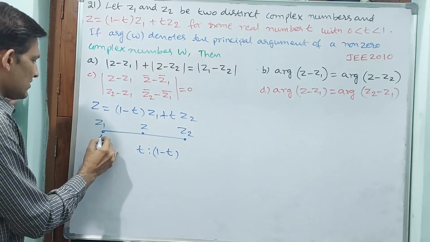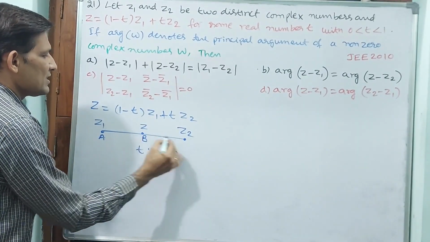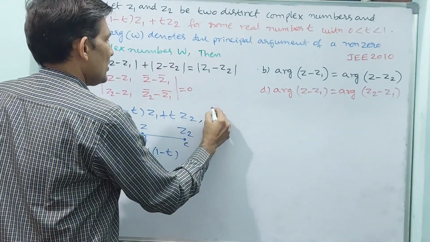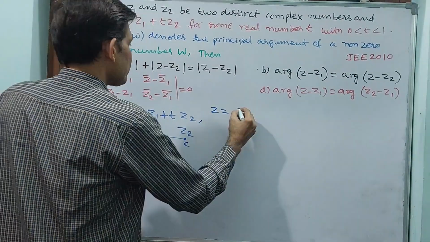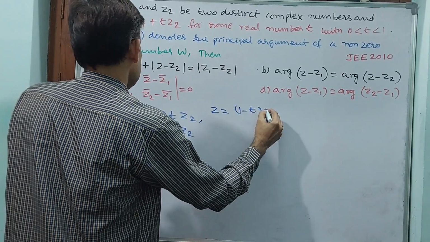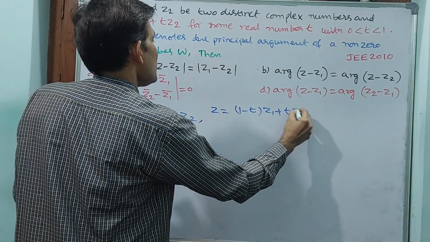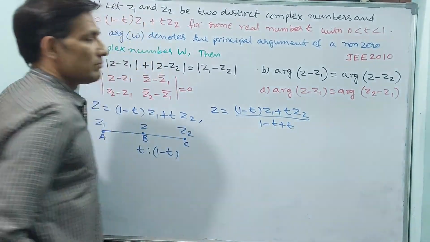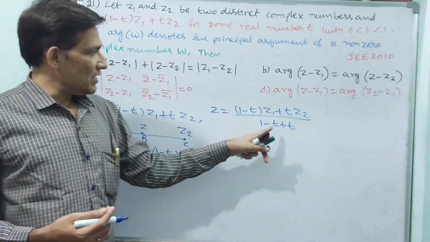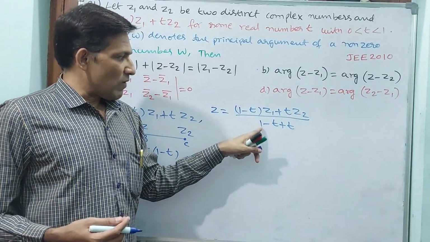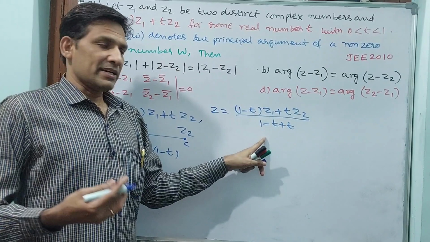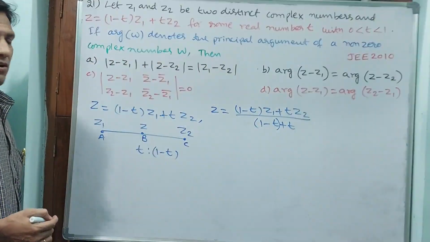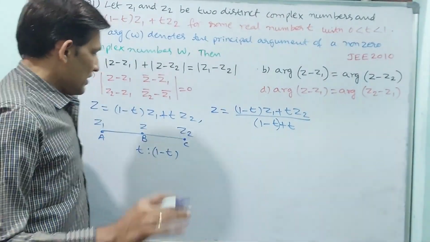I will take this as A, this as B and this as C. See how I am changing this. Z is equal to 1 minus t into Z1 plus t into Z2 divided by 1 minus t plus t. Definitely I can write that. Why? Because minus t plus t gets cancelled out, 1 will be there, and something divided by 1 we can write. That is not a problem. Then I am keeping this parenthesis again, 1 minus t plus t. Now come back here.